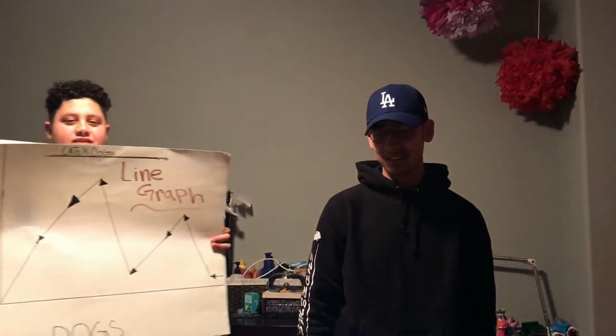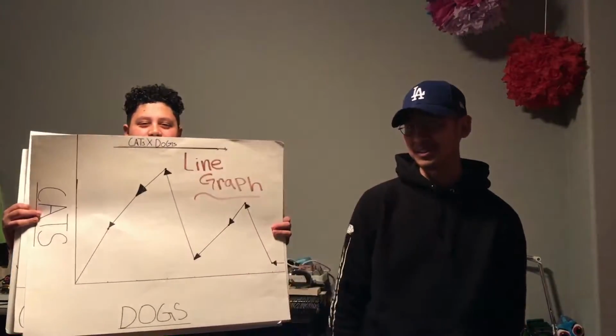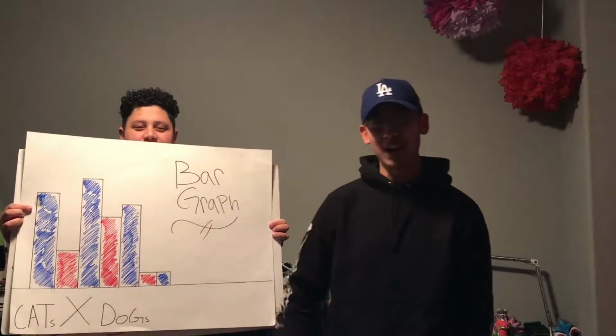Another type of traditional aid are charts, which allow you to visually depict summaries of data. Graphs are another type of traditional aid. There are many different types of graphs, such as line graphs, bar graphs, histograms, and pie charts.